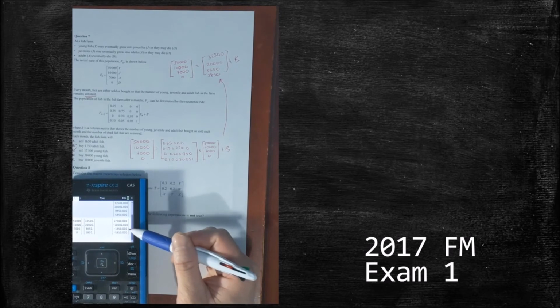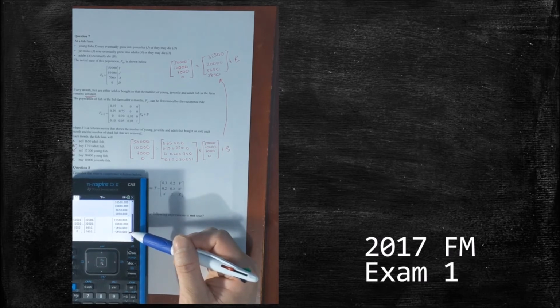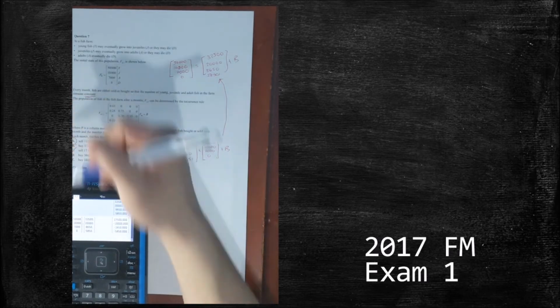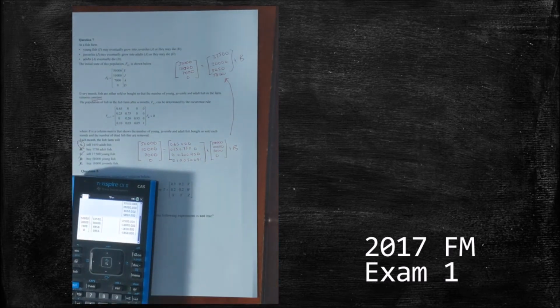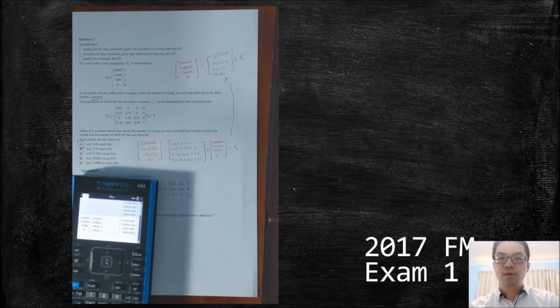If we look at the adult fish, which was the third row, that's negative 1,650, and that means it's a sell. So that means the answer is A. We need to sell 1,650 adult fish to keep this constant. And that's it. Thank you very much. And that was 2017 Further Maths Exam 1.